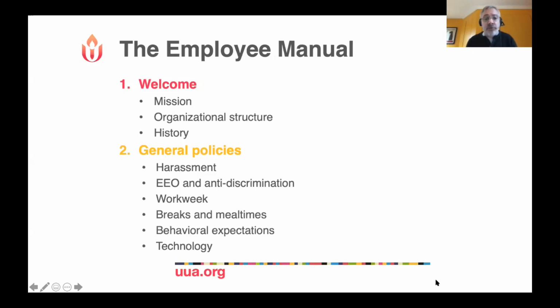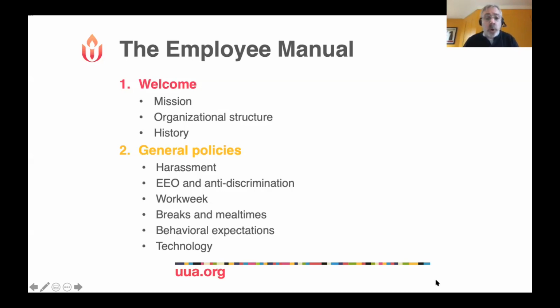There's a place for general policies. So there may be dozens of these, or you may have a few simple ones. I would include an anti-harassment policy, your equal opportunity policy, and anti-discrimination policies, which basically state that you don't discriminate against people, either in employment or in hiring.